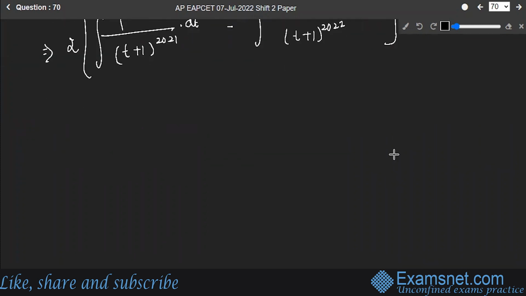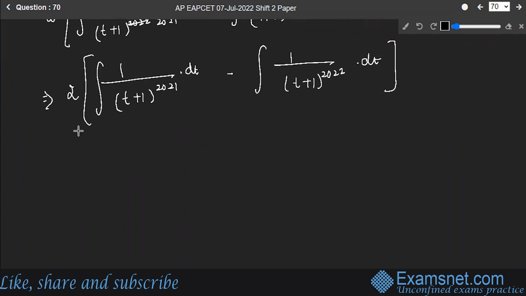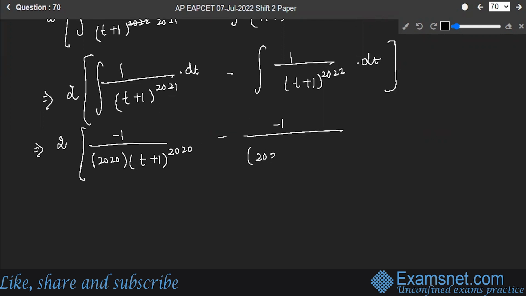Now, let's find out the integral. So, it will be 2, bracket starts. So, minus 1. 1 less than 2021 is 2020. (T plus 1) raised to power 2020. Minus of minus 1 upon 2021. 1 less than 2022 is 2021. (T plus 1) 2021 plus some constant.